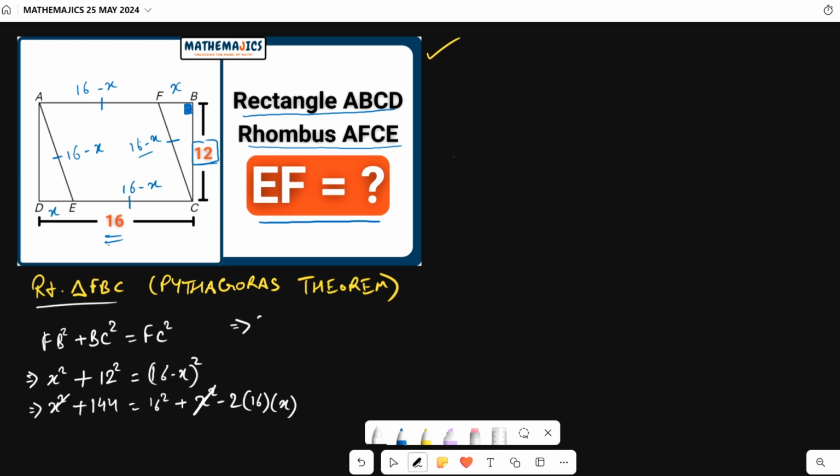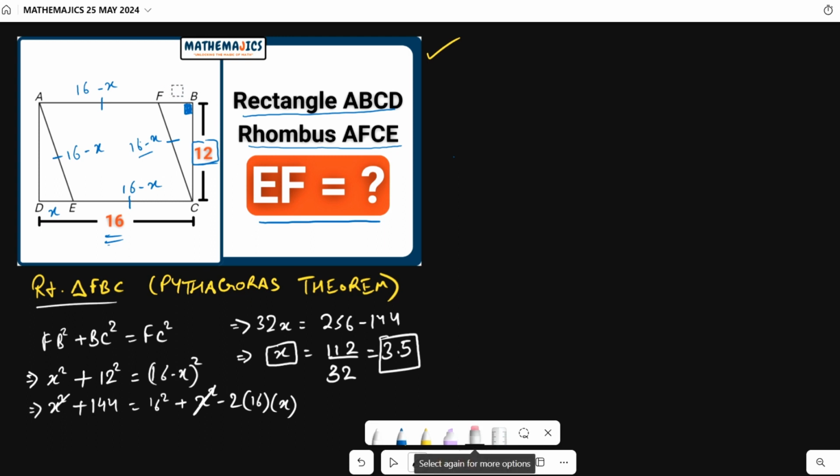Now, if we solve this further, we can see that x square and x square get cancelled and we will be left with 32x is equal to 256 minus 144. Now, let me simplify this further. We will get x as 112 by 32, which will give us 3.5. So x is 3.5. The value of x is 3.5. So let's mark this x in the figure. So this is 3.5.